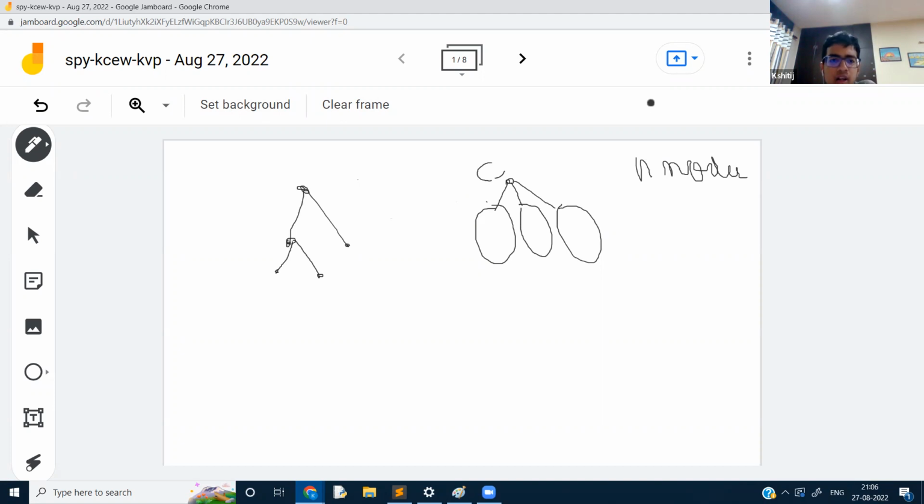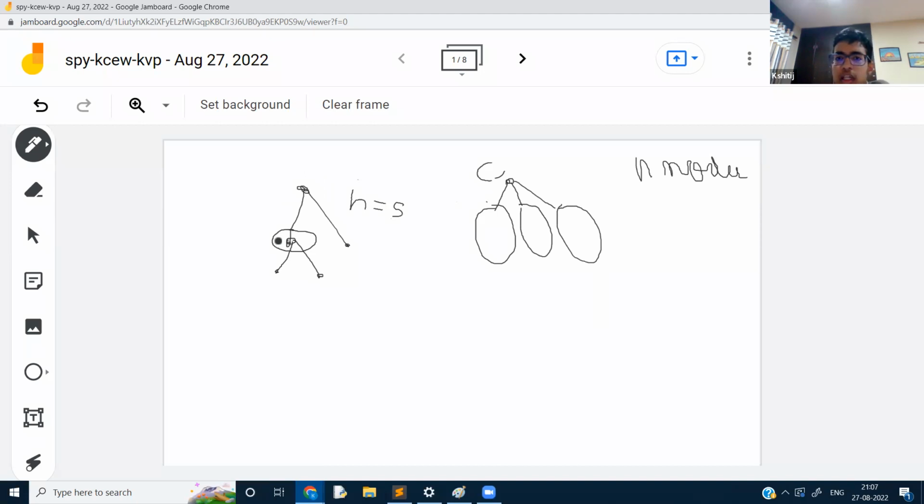I will give you an example. Like in this tree, this node is a centroid. Since there are no, wait, no, this is not the centroid actually. This node is the centroid, since there are at most n by 2 nodes hanging from it. Like n is equal to 5, and we have two nodes over here, one node over here, and one node over here.